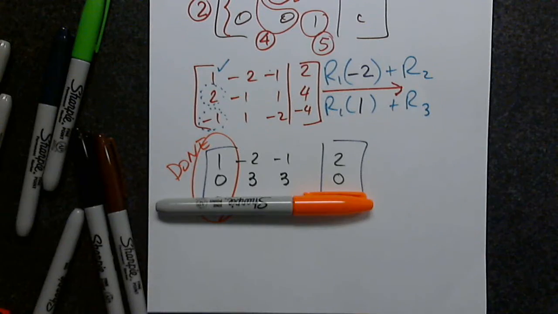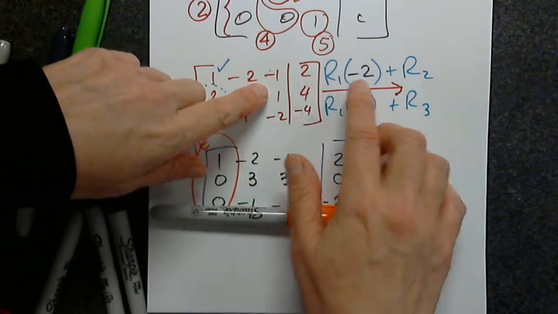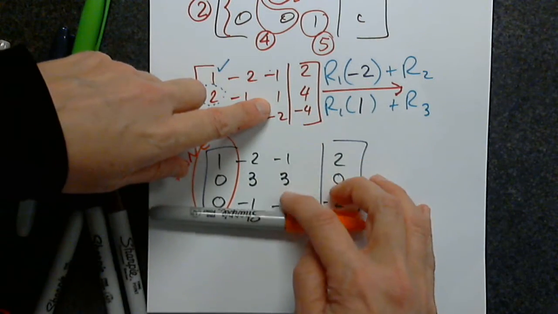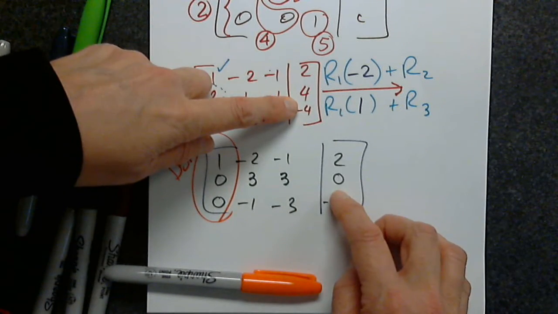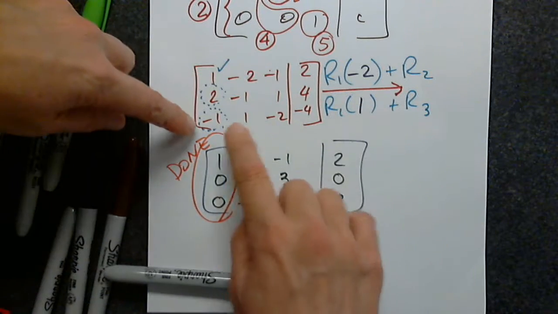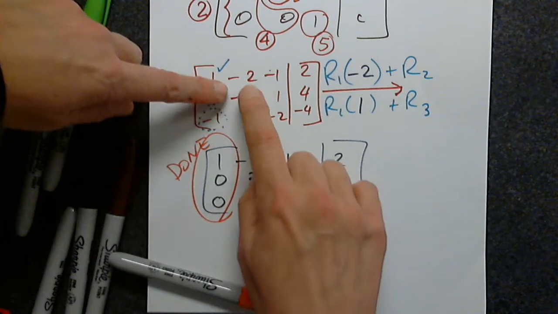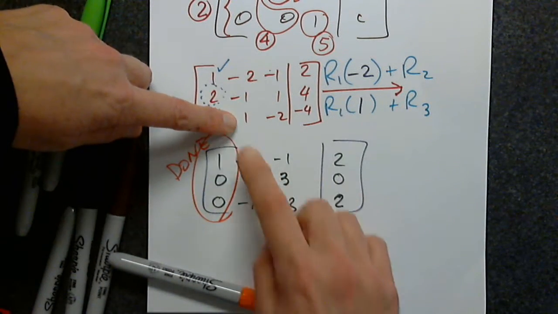Okay, let's finish it one more time. So -1 times -2 is 2 plus 1 is 3. 2 times -2 is -4 plus 4 is 0. 1 times 1 minus 1 is 0. -2 times 1 plus 1 is -1.